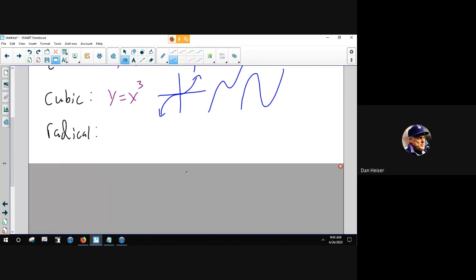Radical. These functions are pretty rad. Plain vanilla is just the square root of x. They start at 0, 0, and they grow slowly like this.